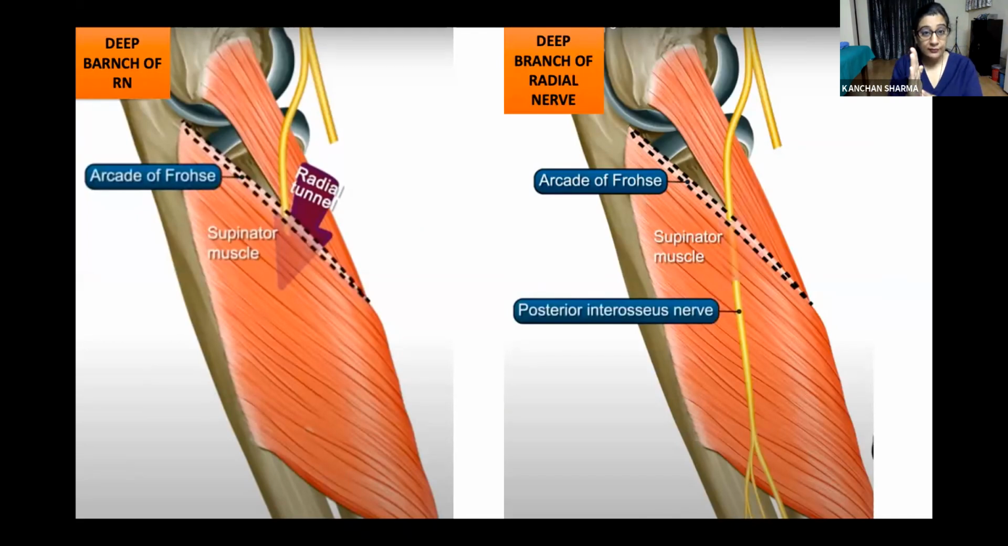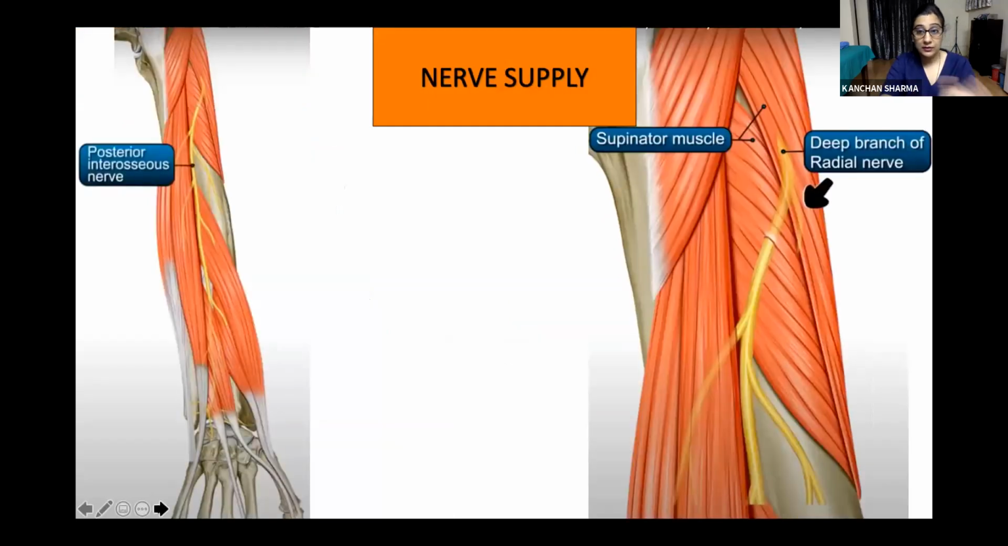Now, the radial nerve has a superficial branch and the deep branch. This deep branch is the one which passes between the 2 heads. Once it comes out of the supinator muscle, it is the posterior interosseous nerve. And this posterior interosseous nerve is the one which supplies all the muscles of the posterior compartment.